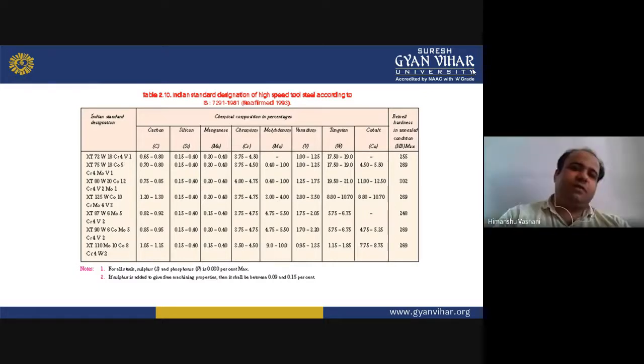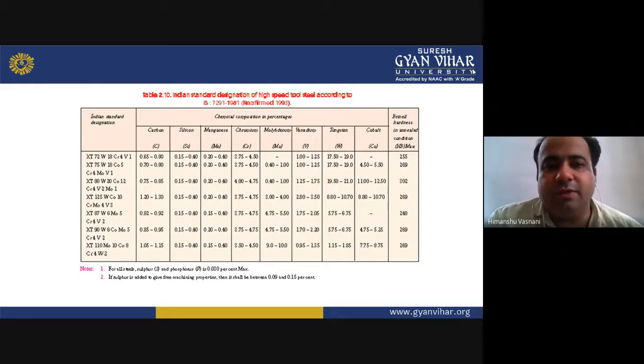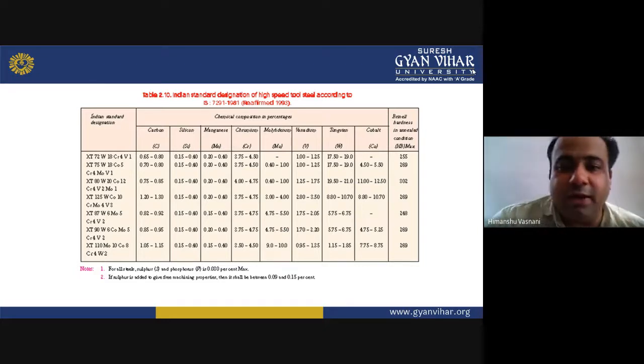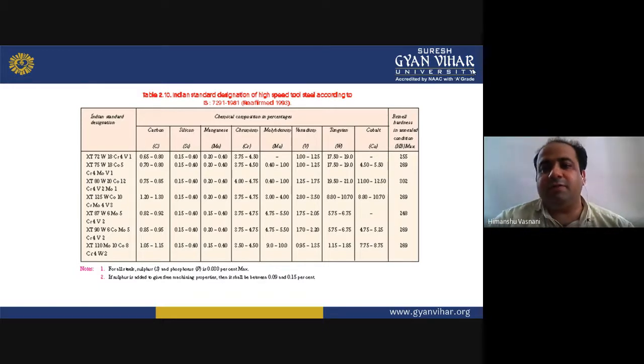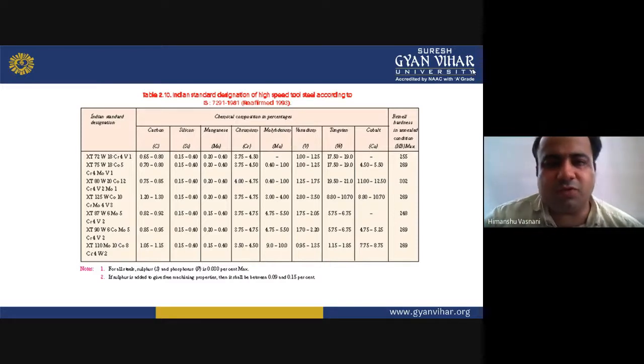Now you can see in the first combination, XT75 W18 CR4 V1, it has a carbon content of 0.65 to 0.8, silicon 0.15 to 0.4, and manganese 0.2 to 0.4, then chromium is 3.75 to 4.5, then vanadium is 1.0 to 1.25, then tungsten is 17.5 to 19.0, then no cobalt, and it has its own hardness, that is 225. So here the various combinations are given.